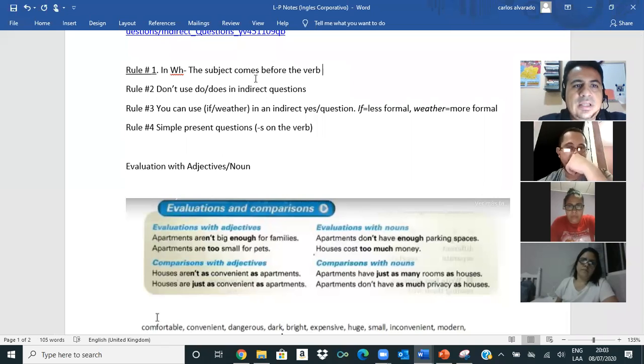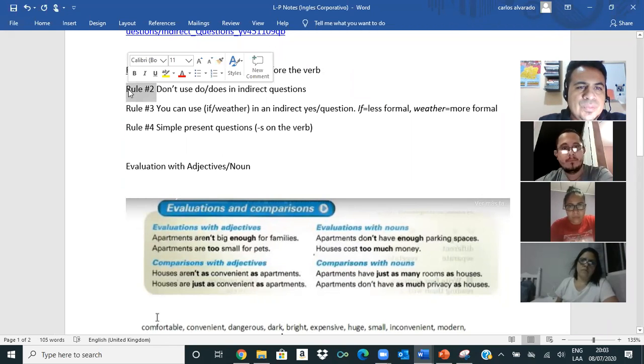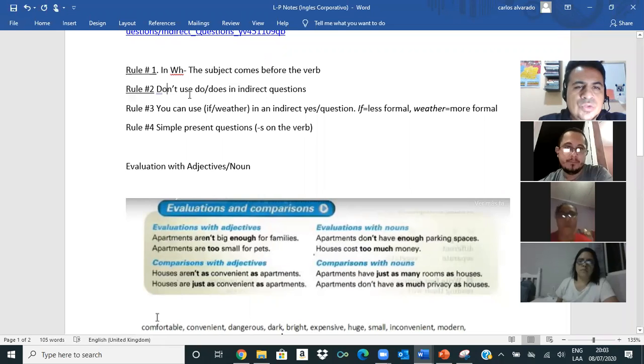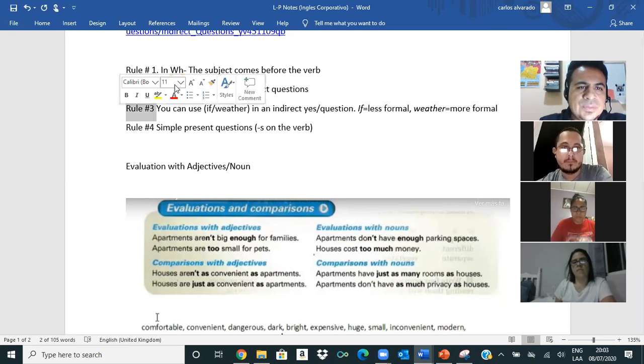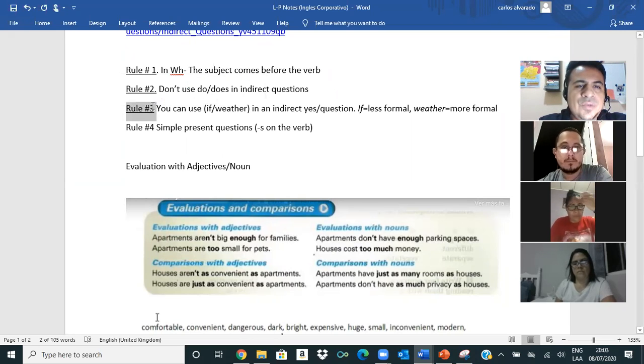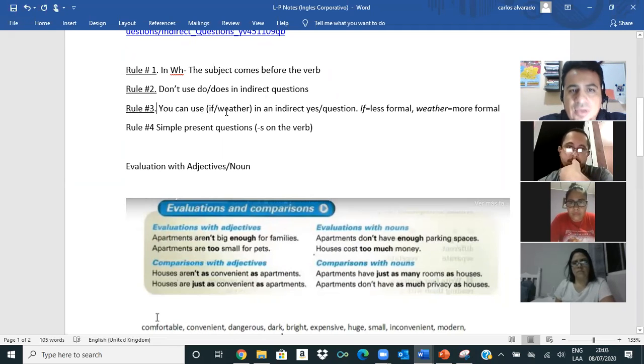Okay. Number two, rule number two. Don't use do or does in indirect questions. Okay. Don't use do or does in indirect questions. Okay. Y estas las vieron en alguno de los ejercicios que estaban allí en el homework. Okay, number three. You can use if or whether in an indirect yes or no question.